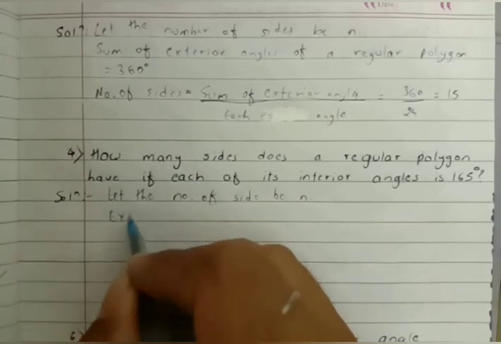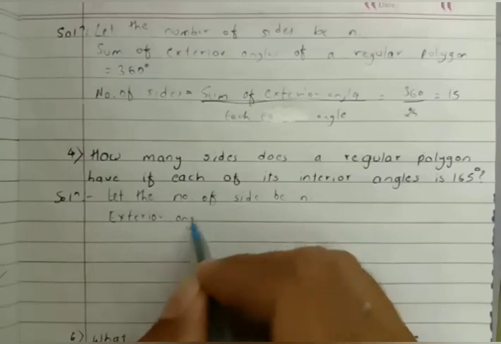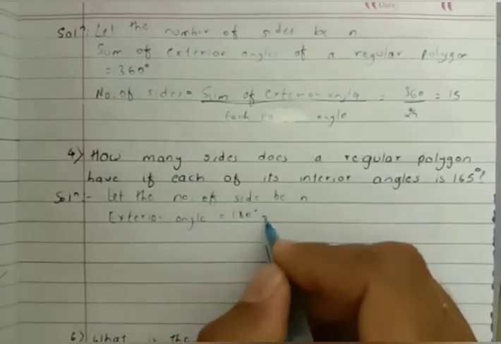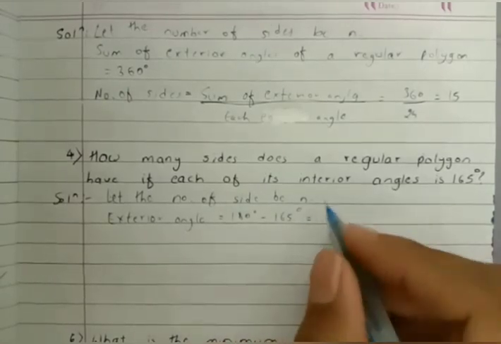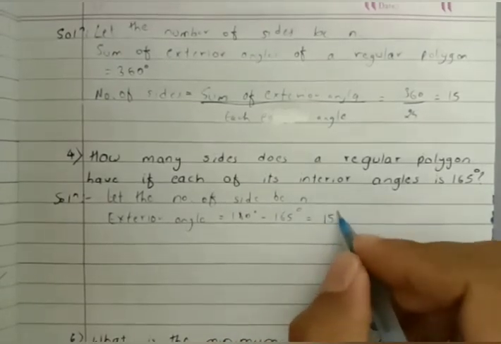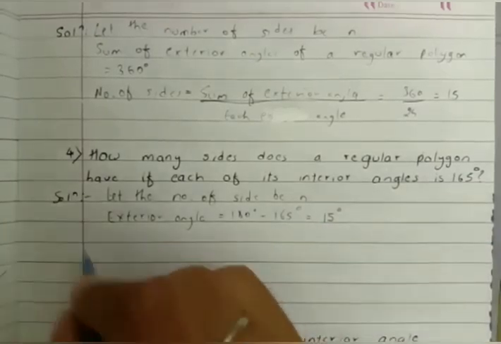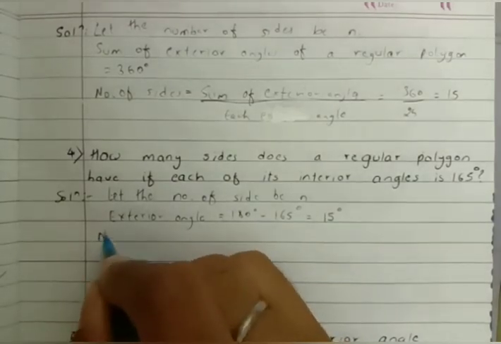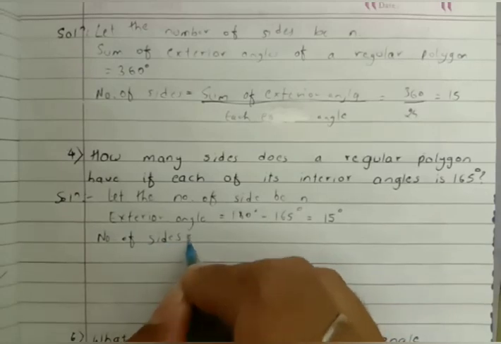Now what will be the exterior angle? Exterior angle will be 180 degrees minus 165 degrees, since it is a linear pair of angles. So the exterior angle will be 15 degrees. Now you know the formula for finding the number of sides. So we'll write down the formula for finding number of sides.